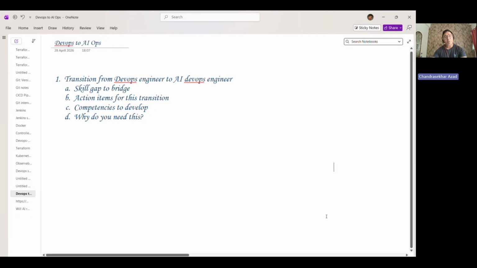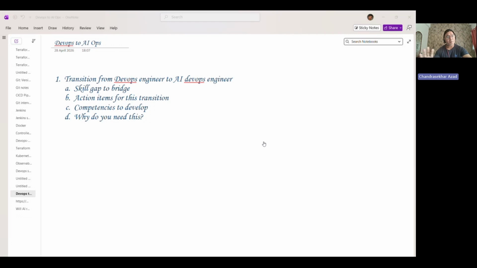Thank you everyone. So let's start understanding the transition from DevOps to AI DevOps career. Why do you need it? That also we'll talk about. But first, let's try to understand what is AI DevOps engineer. Commonly, we say AI DevOps engineer as AI Ops engineer also. So this is very much important for you in 2026 as AI is advancing. Transitioning from DevOps to AI Ops is getting very much important. But you need to have a proper career path.